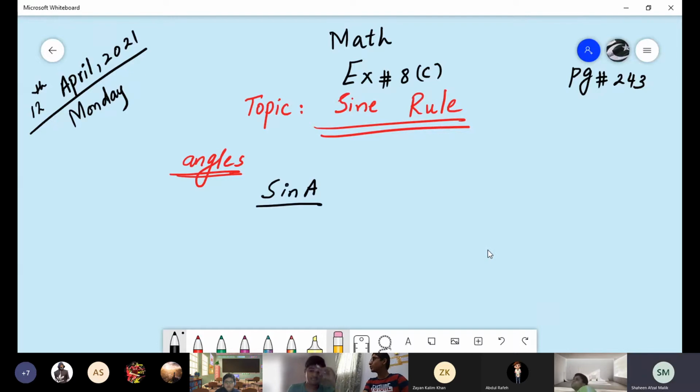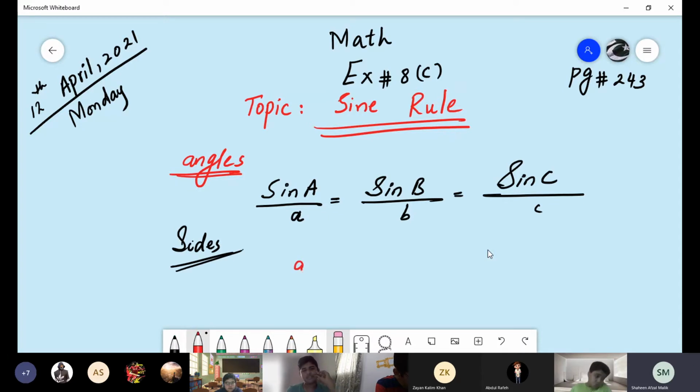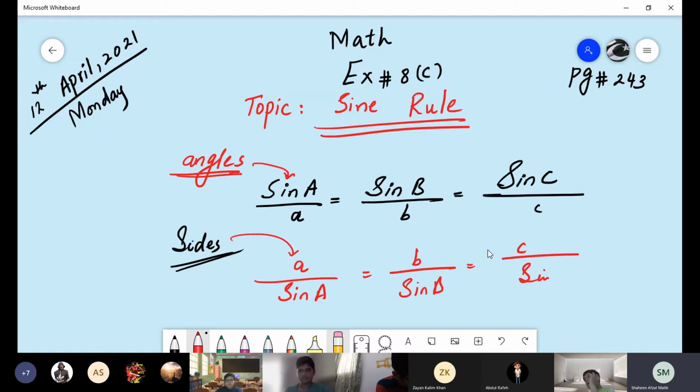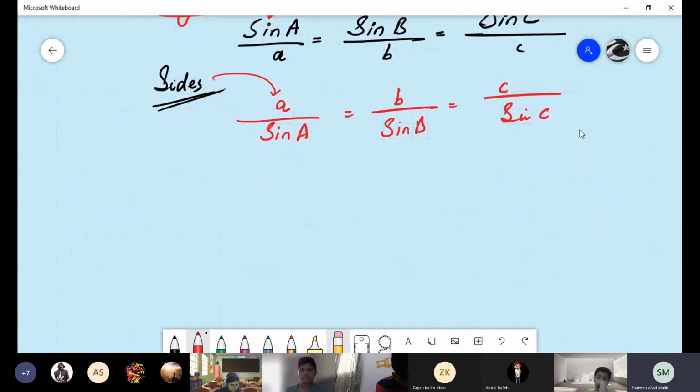Very good. Angle will be at the top, then the side, the same side. Then sine B, same angle and same side, then the third one will also be the same angle and the same side. And what is for the sides? It's the inverse. When we want to find the angle, the angle should be at the top. When we want to find the sides, the side should be at the top. Then it will be A over sine A equals B over sine B equals C over sine C. Okay, so this is the sine rule and it is not applicable for the right angle triangle.